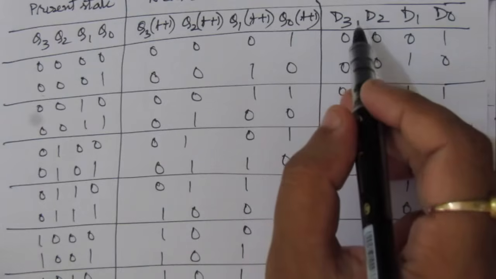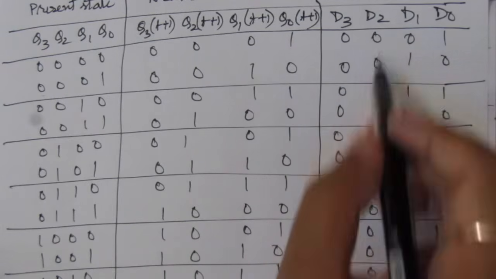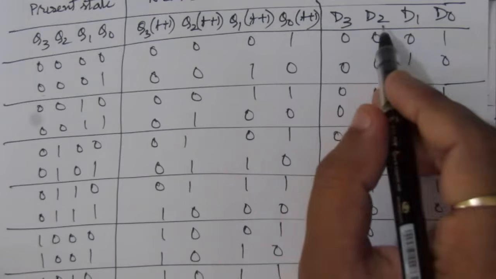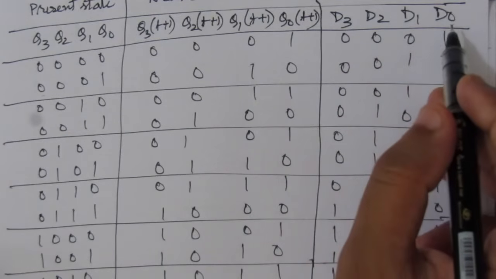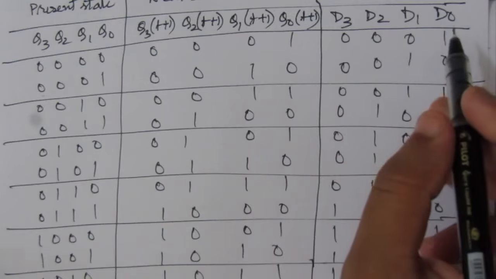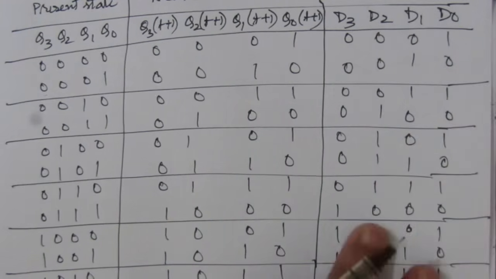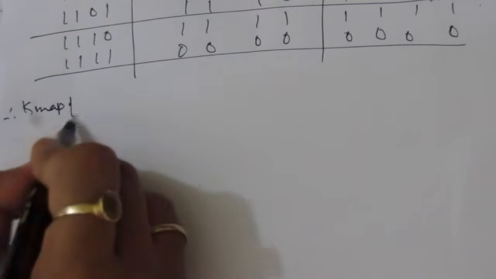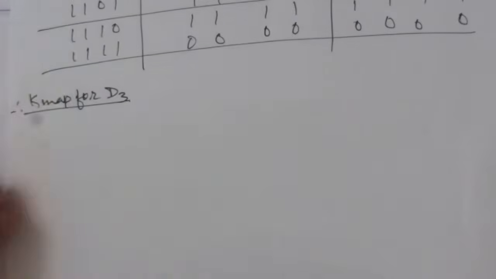Now we will make the K map for D3, D2, D1 and D0 separately, and we will find the expressions for D3, D2, D1 and D0. After getting the expressions, we will make the circuit design. So now let us find the K maps. K map for D3. Let us make a 4 variable K map for D3.